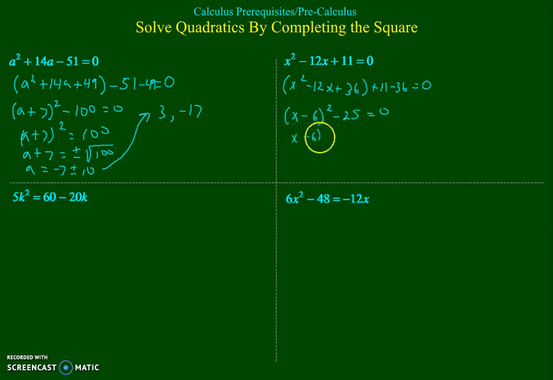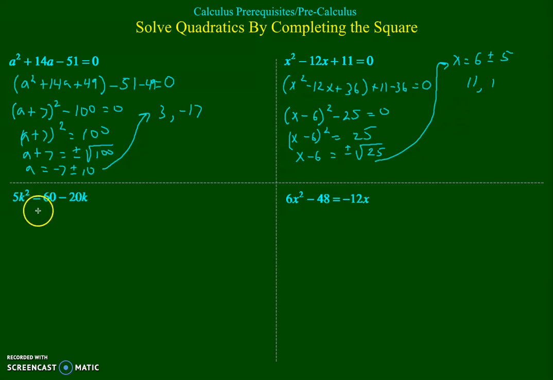Solve this. x minus 6 squared equals 25. x minus 6 equals plus or minus the square root of 25. And let's go back up to the top here. And x equals 6 plus or minus 5, which gives us 11 and 1.